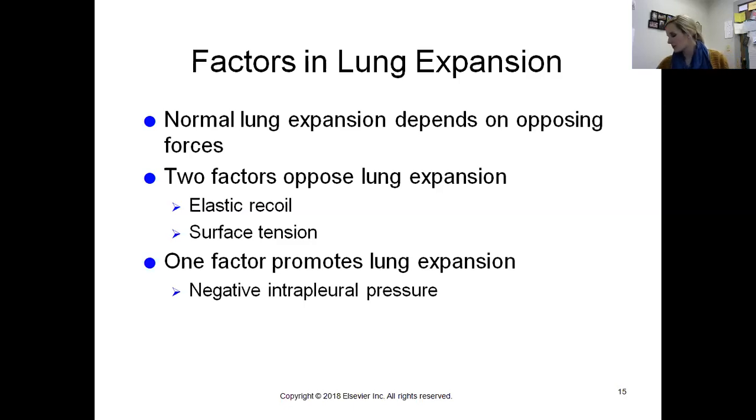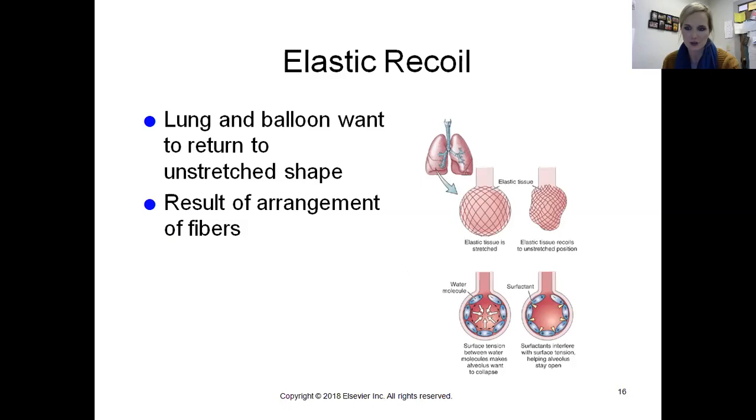And then surface tension. A lung also has the ability to collapse because of what's called surface tension. I'm going to show you guys the picture. Oh, this is the elastic recoil that I was just explaining to you guys. A lung and a balloon want to always return to their unstretched shape, and that is because of the arrangement of the fibers that make up the lung and, very similarly, a balloon. Now, surface tension, they're showing you guys this in that bottom picture down here, that inside of an alveolus, we have these water molecules inside.